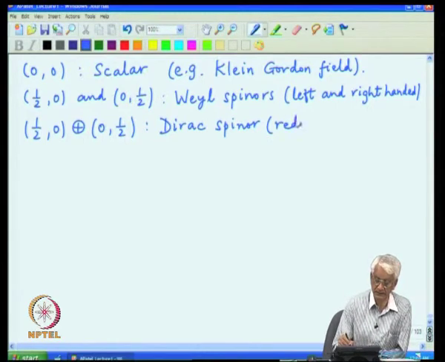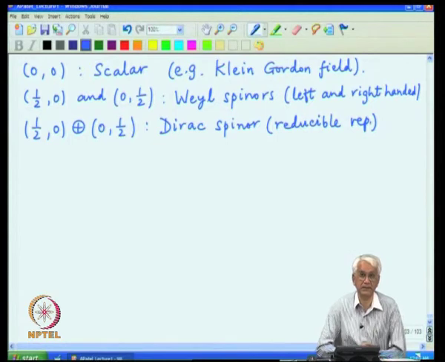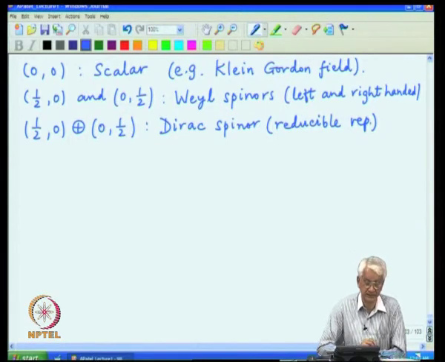So, it is a reducible representation of the Lorentz group. It is not an irreducible representation like the Weyl spinors are. So, this is the next step in the hierarchy.